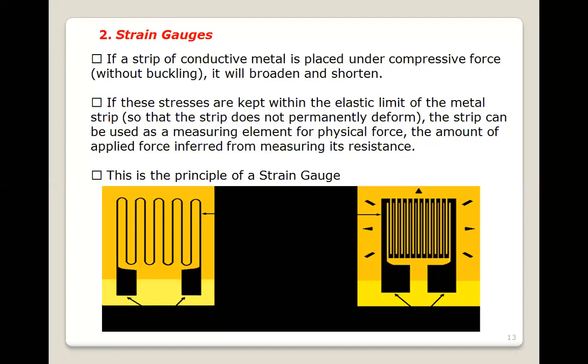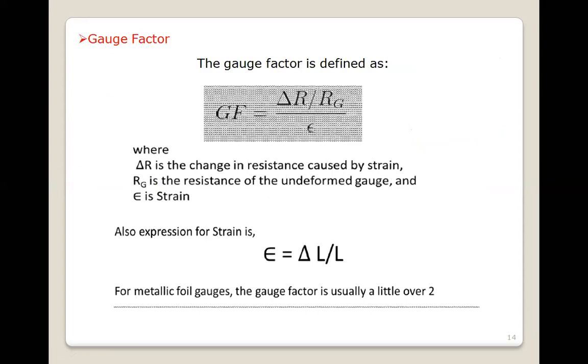Just like a spring, if you press it, how much displacement there is in the spring depends on the applied force. So this is the working principle of the strain gauge. That means the strain gauge is used for the measurement of any physical force applied on it, and in this way you can measure strain. What is the strain gauge factor?